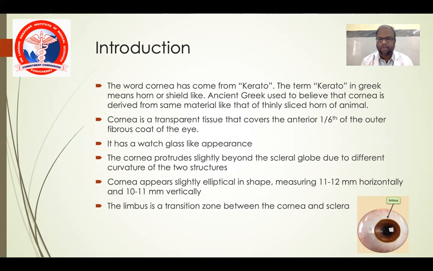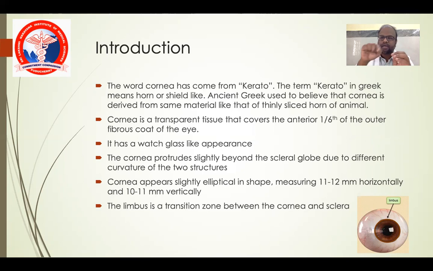So coming to the cornea proper, the cornea is a transparent tissue which covers the anterior one sixth of the outer fibrous coat of the eye. It has a watch glass-like appearance. That is, it is transparent. It bulges a little bit. It protrudes a little above the sclera. When you consider the globe, the sclera proper, the cornea is somewhat protruding out.